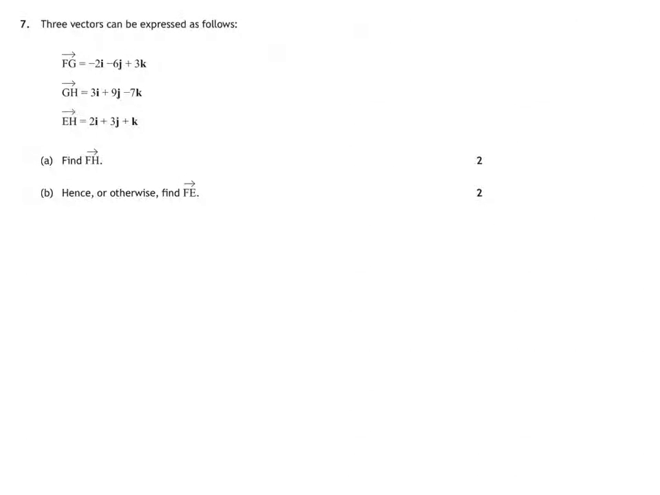Right, so question 7 we have vectors. We've got 3 vectors, can be expressed as follows. We've got the vector FG, we've got the vector GH, and the vector EH. So part A, we've been asked to find FH.